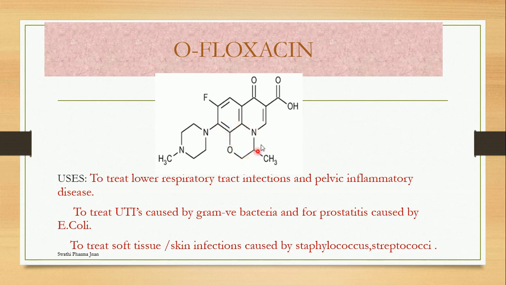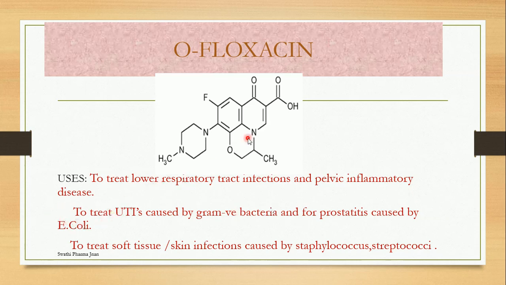1,8 position. One condensation product is present in this condensed ring. There is a nitrogen and oxygen, and one methyl group is attached at second position. That is the structure of ofloxacin. Uses are to treat lower respiratory tract infections and pelvic inflammatory disease.